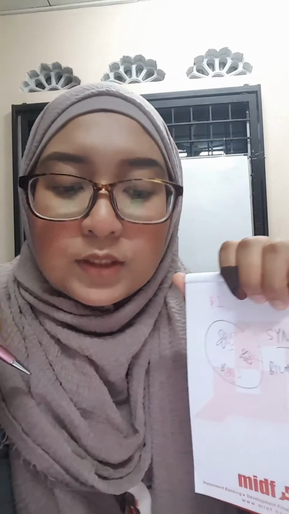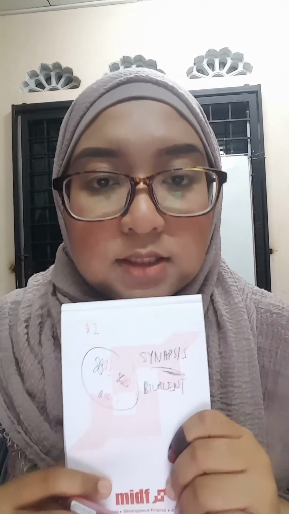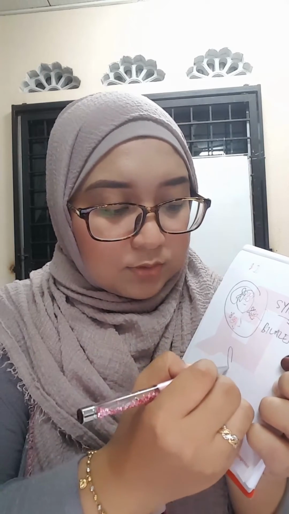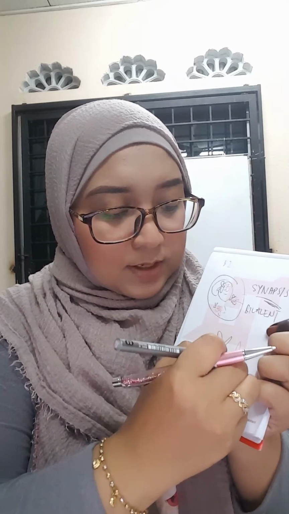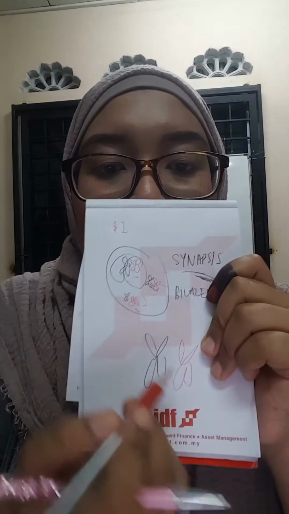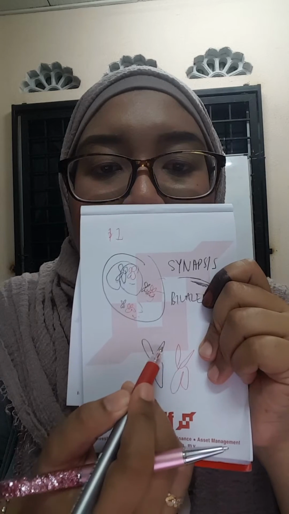And then in crossing over, after synapsis, crossing over will occur, in which non-sister chromatids exchange DNA fragments. What is meant by non-sister chromatid? Okay, so let me zoom out this one pair. We draw it big here. One from paternal, another one from maternal. So these two are sister chromatids, and these two are also sister chromatids because they are in one chromosome.